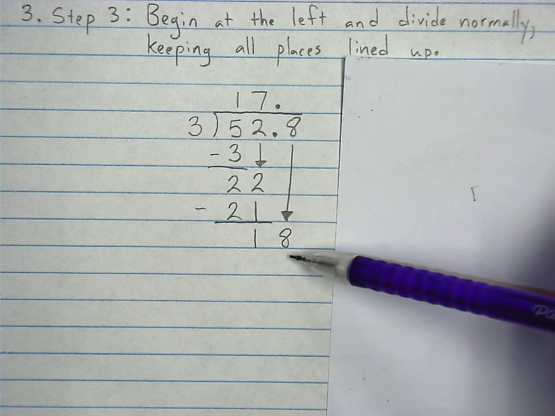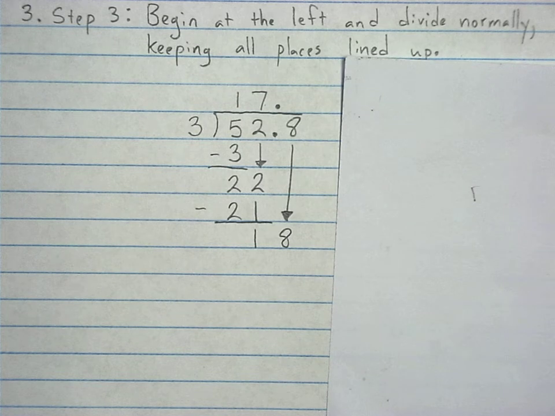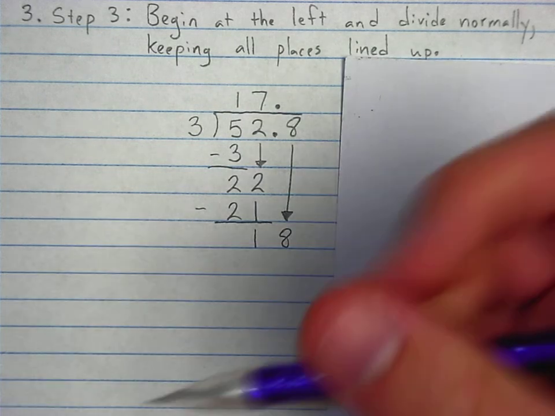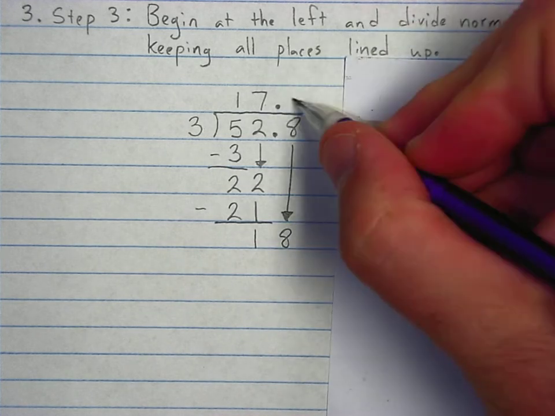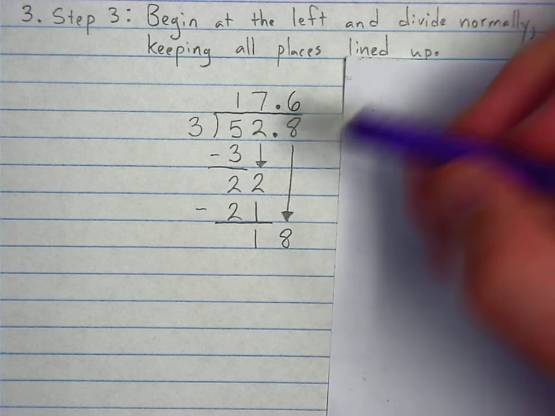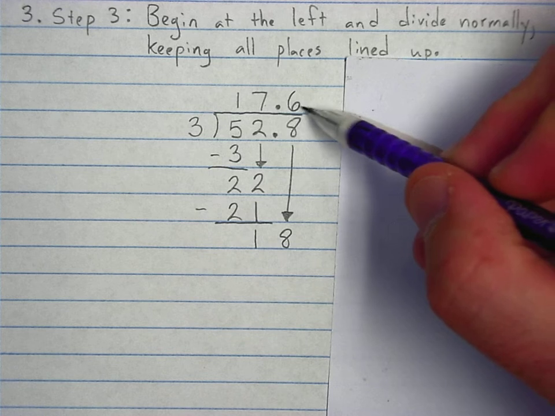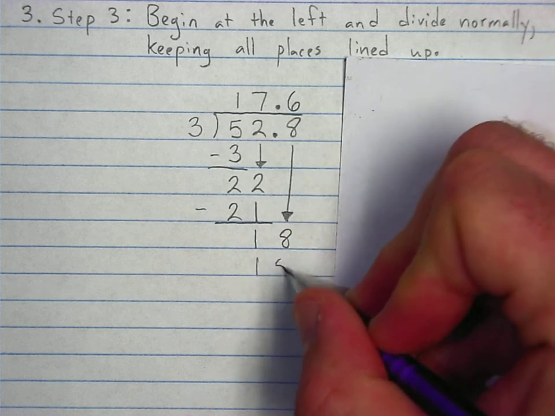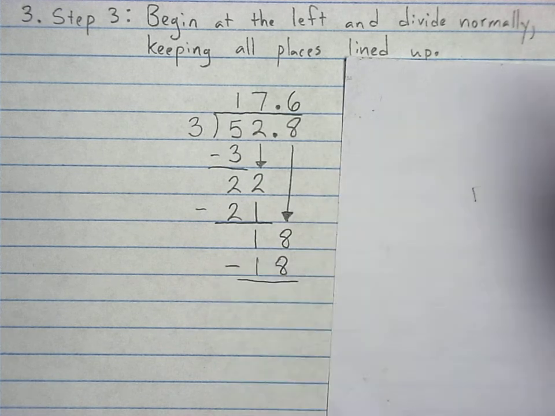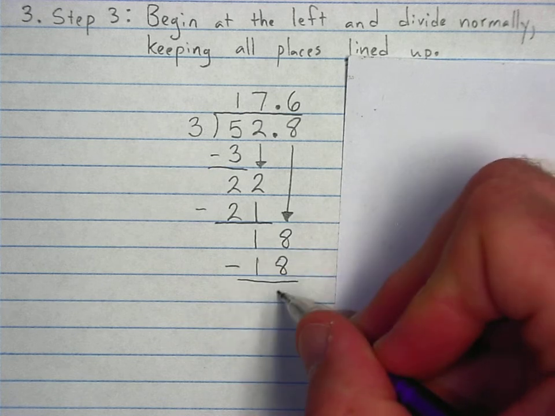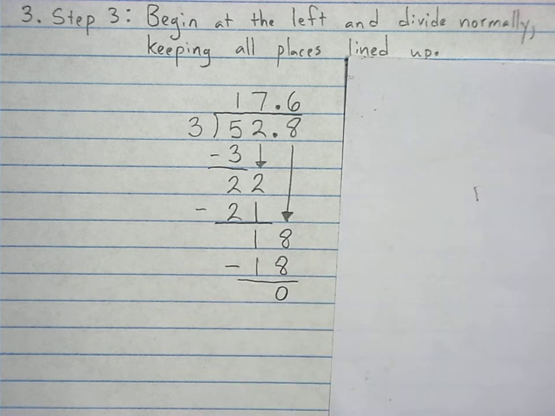3 will go into 18. Well, if I know my fact families, if I've been practicing my 3 facts, I know that 3 times 6 is 18. So 6 times 3, 6 groups of 3, is 18. How nice. 18 minus 18 is 0.